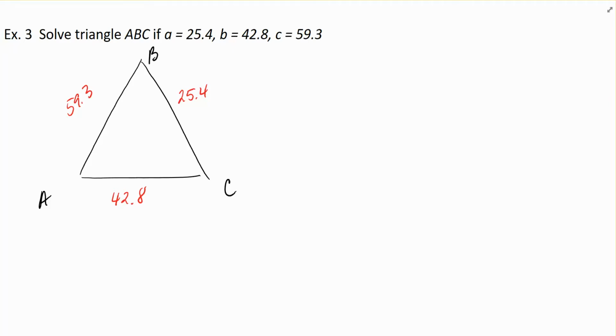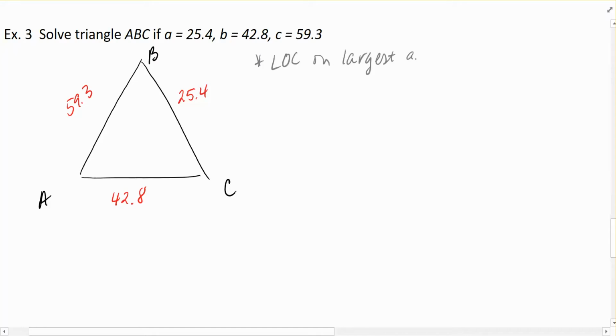Now I can't use the law of sines right now because I don't have an angle side pairing. So what I'm forced to do then is to utilize the law of cosines to come up with a missing angle. There is a process that we want to go through when choosing which of those three angles to solve for: I want to apply the law of cosines to the largest angle in the triangle. So we're going to start with the law of cosines on the largest angle.